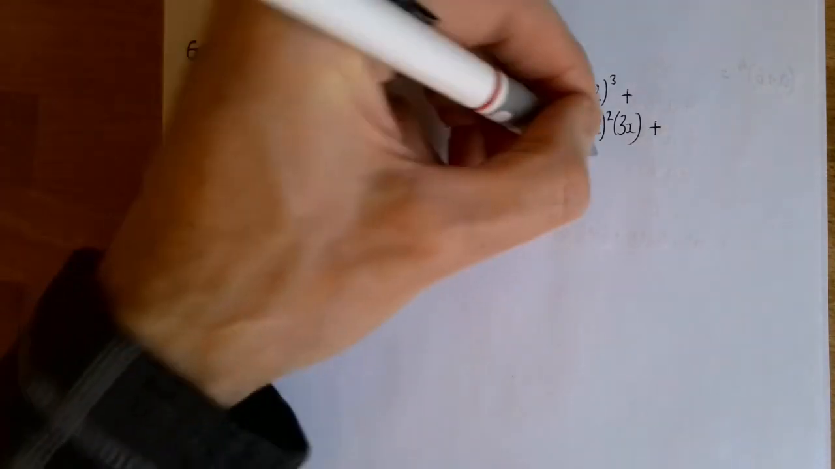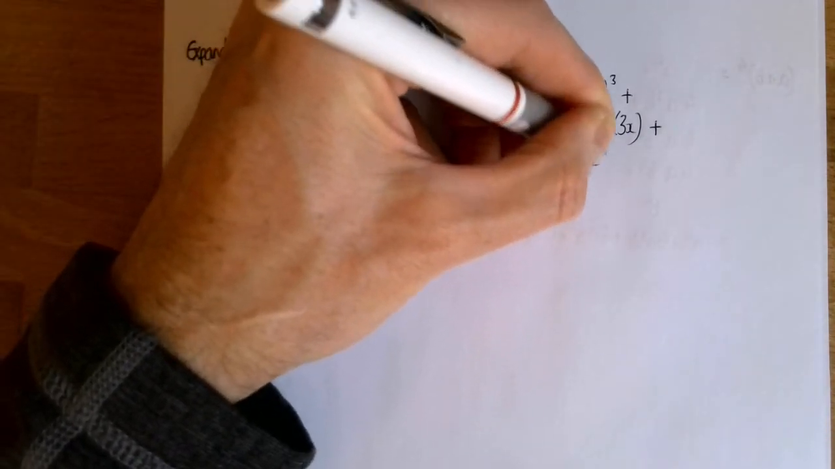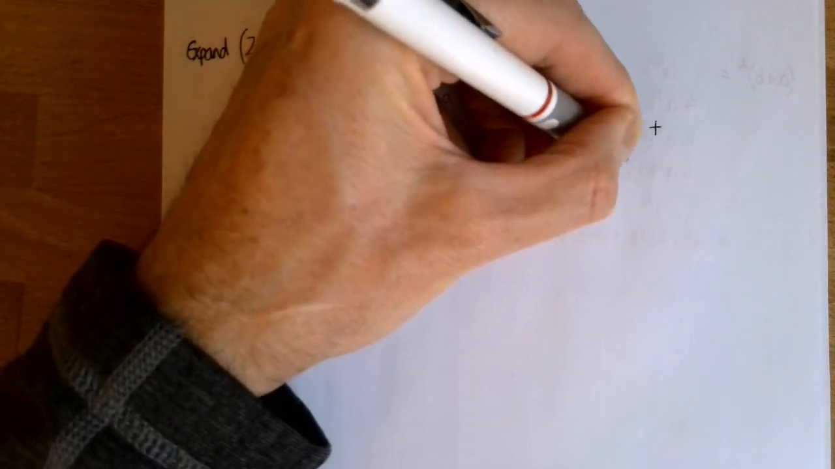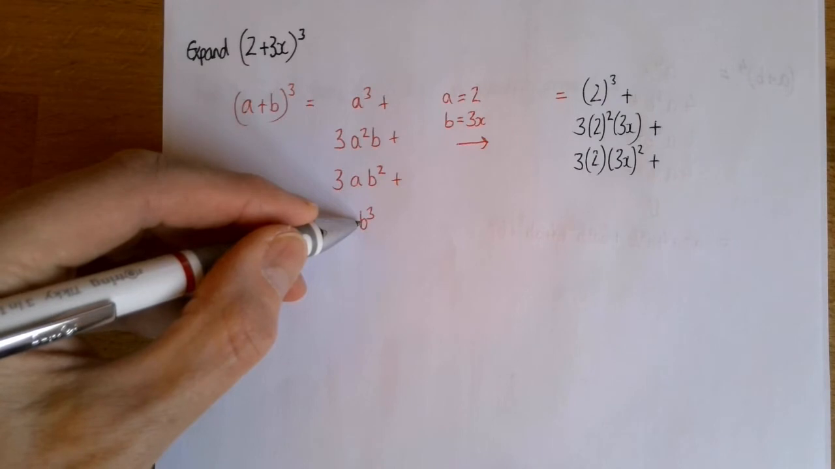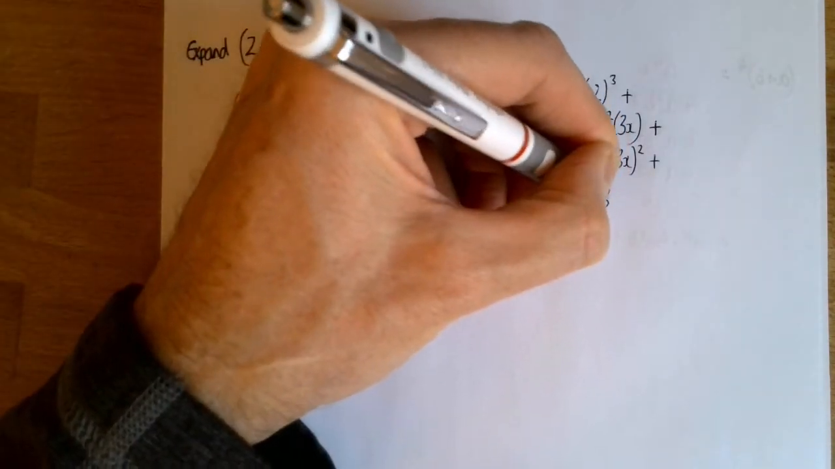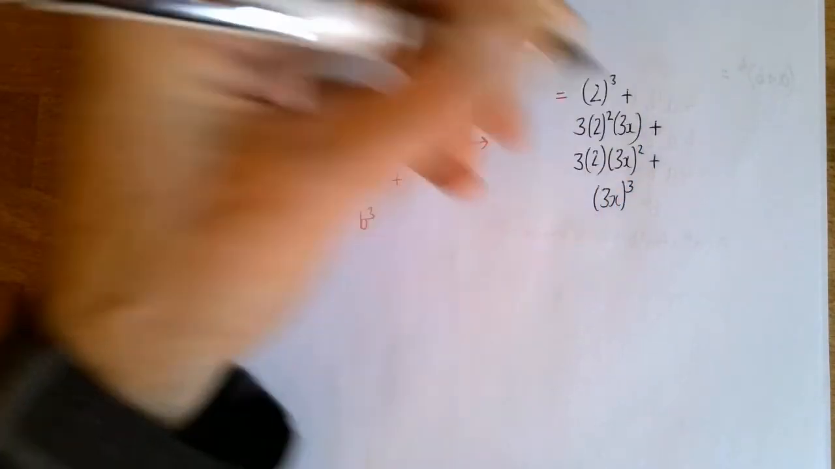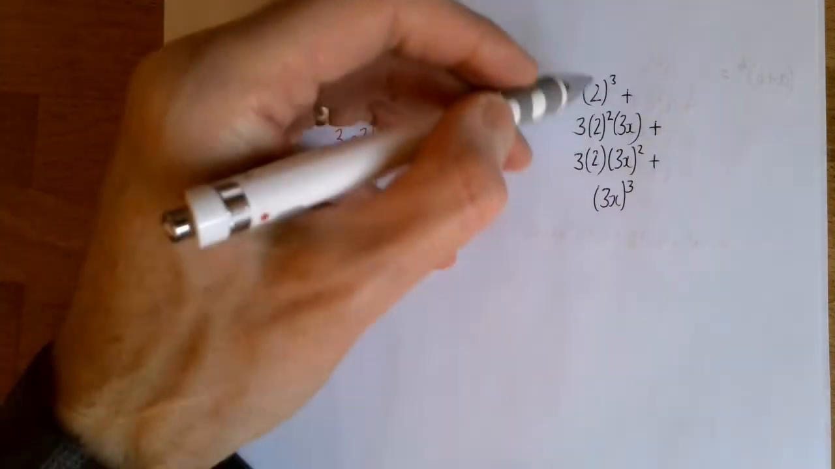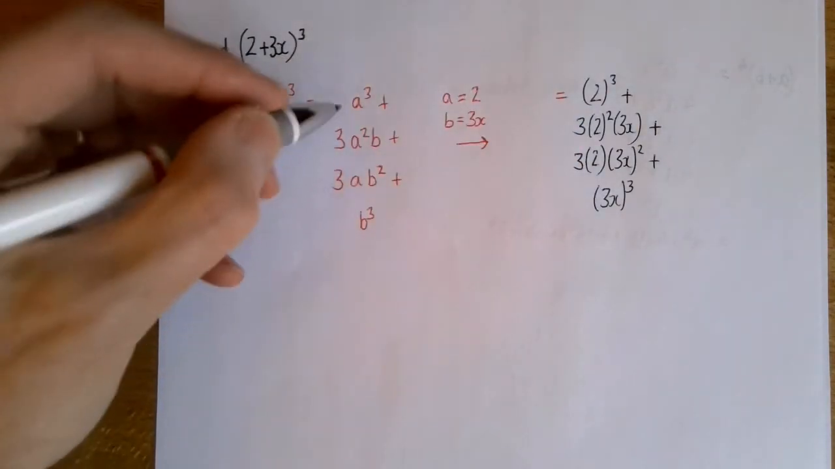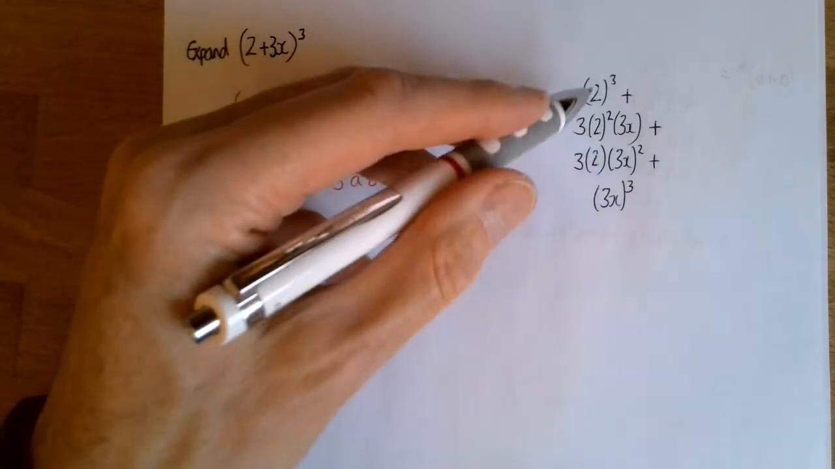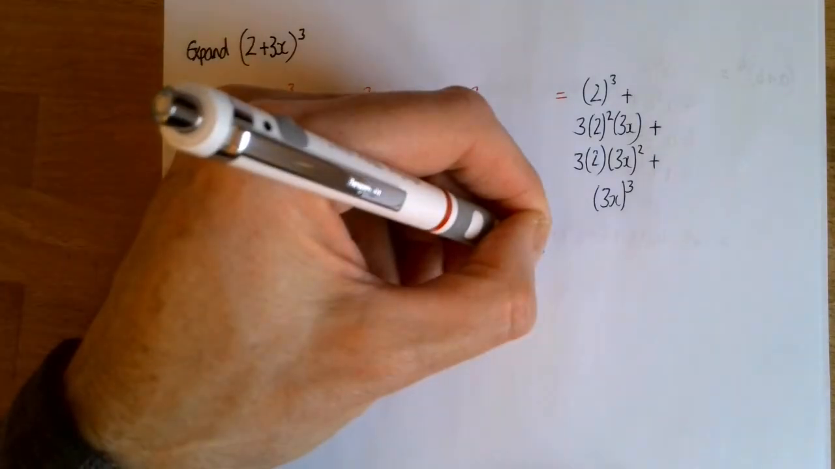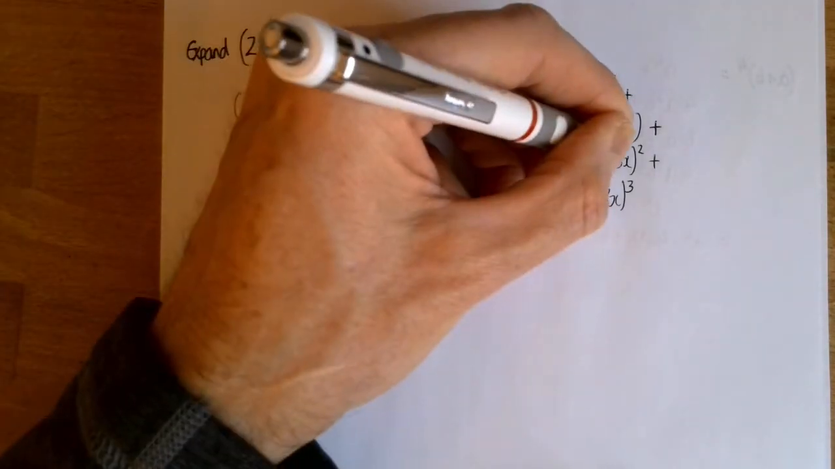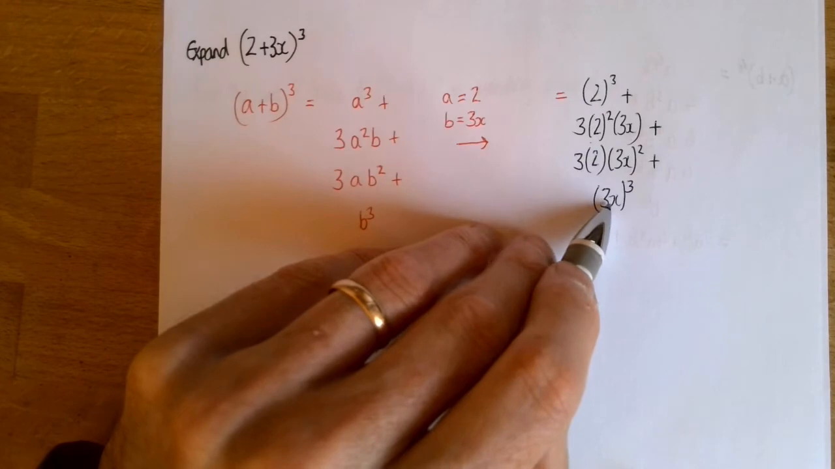giving me that, plus 3 times 2 times 3x squared, plus 3x to the power of 3. Now it looks like a bit of a dog's dinner at the moment, doesn't it? You know, this was quite nice, there's a pattern here, but as soon as you start replacing a's and b's, it looks like a bit of a mess. So now we've got to sort of unpick it, and we've got to be particularly careful when we come to this term here and this term here.